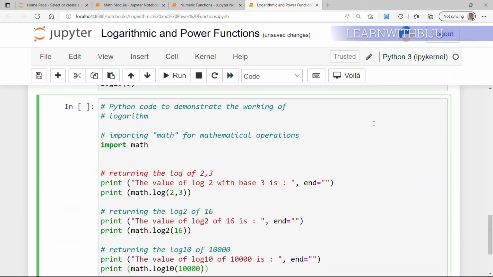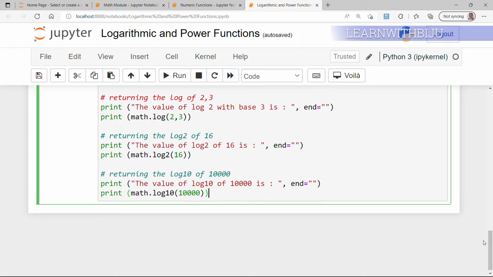Here we have a program. First of all, we are importing the math module. Then we are returning the log of 2 with base 3. Then we are returning the log2 of 16, because it is base 2. Then we have the log10 of 10,000. So let's try to run this program.